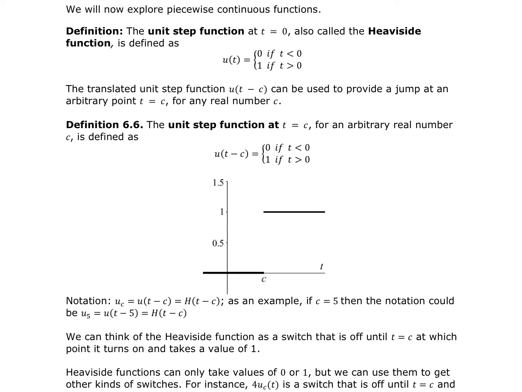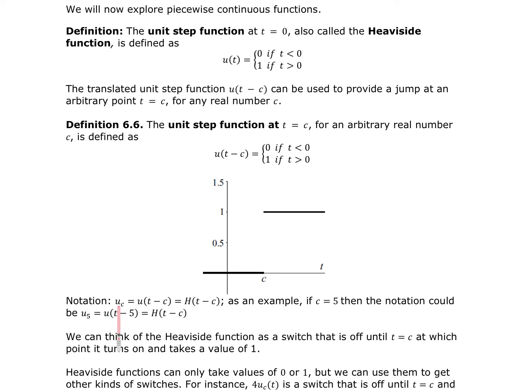Another definition we have, definition 6.6, a unit step function at t is equal to c for an arbitrary real number c is defined as this. U of t minus c is 0 if t is less than c, 1 if t is greater than c, and you can see that we are down here at 0 for t less than c, and at some arbitrary c it jumps up to 1.